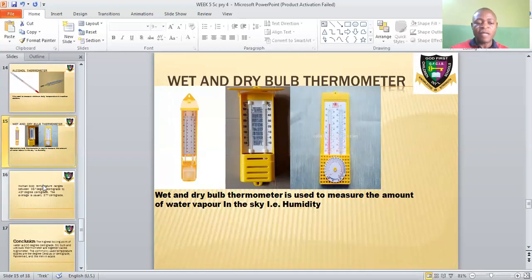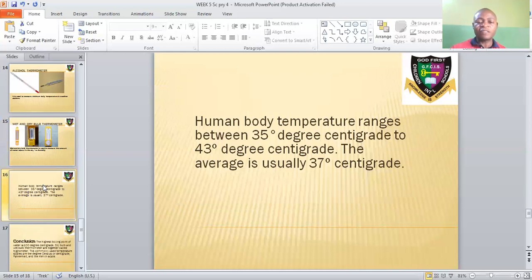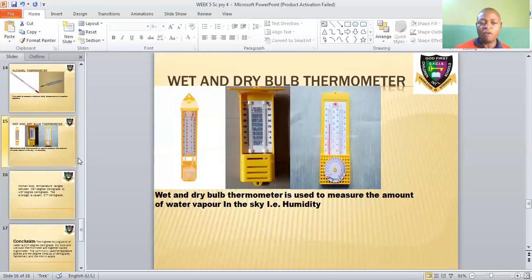Now, the next one: human body temperature ranges between 35 degrees centigrade and 43 degrees centigrade. Then the average is usually 37 degrees centigrade. Now, before I conclude the lesson, let me quickly go over the lesson again for better understanding.